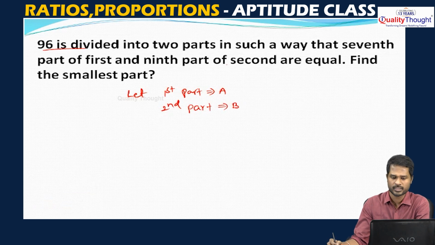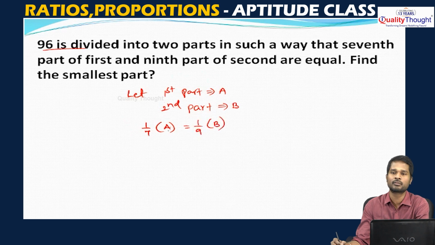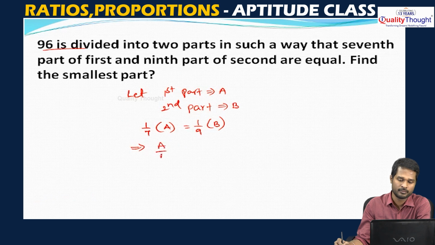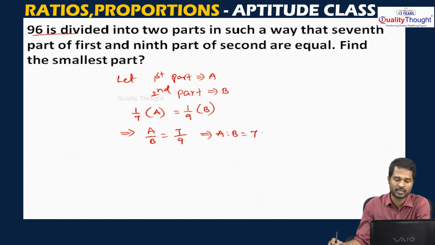Now see, the 7th part of first, that means 7th part means 1 by 7th of A, and 9th part of second, 1 by 9th of B, they are equal, that's what he said. So take these variables to one side. So A by B is equals to 7 by 9, that means A is to B is 7 is to 9. So 7 is to 9, total it is 7 plus 9, 16 parts. Now what he is asking, what is the smallest part?